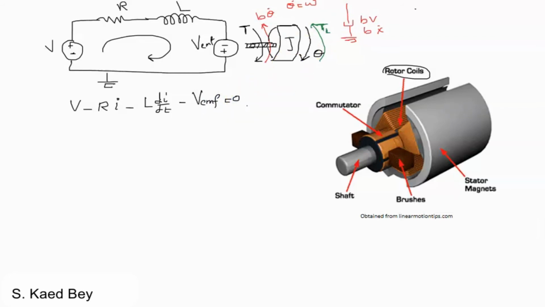Now the mechanical part, following Newton's second law, can be written as the input torque. We subtract the friction. We also subtract the load. This is going to be equal to the inertia multiplied by the angular acceleration. So this is the electrical part, and this is the mechanical part.